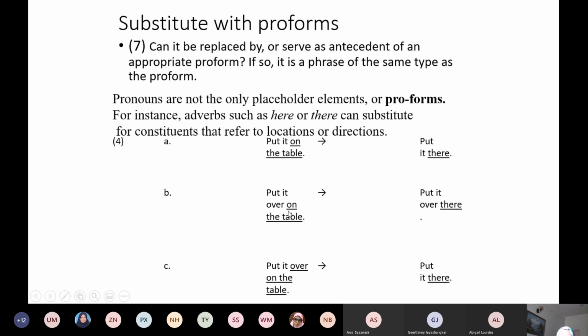Same lah. Yang ni pun put it over on the table, put it there, over there. Put it over on the table, put it there. So boleh. Yeah? You can replace. So that means there is also a proform that you can use for location. Kalau you're testing a preposition, you can use there.